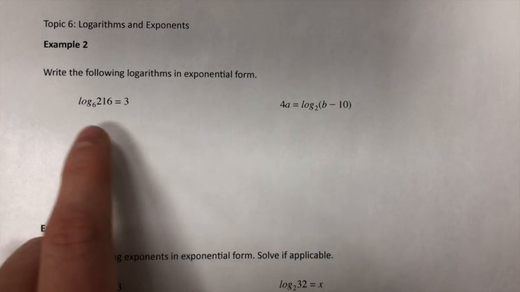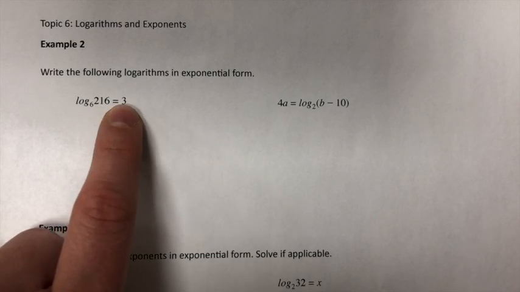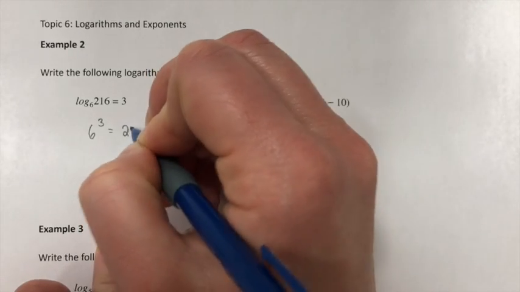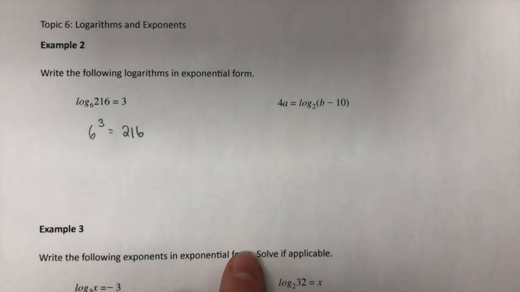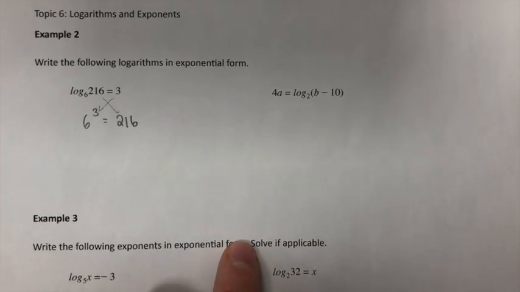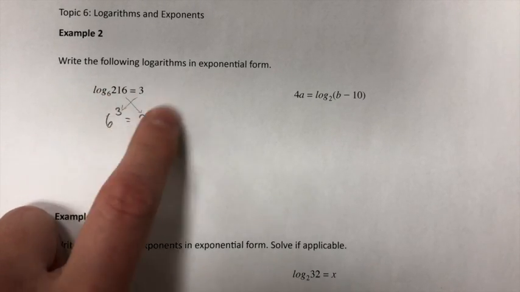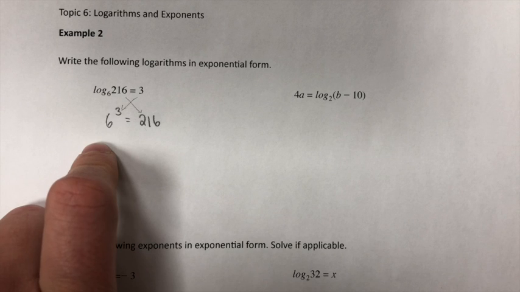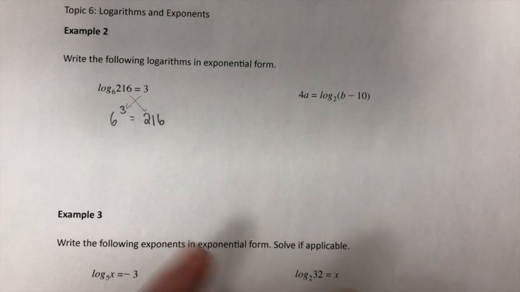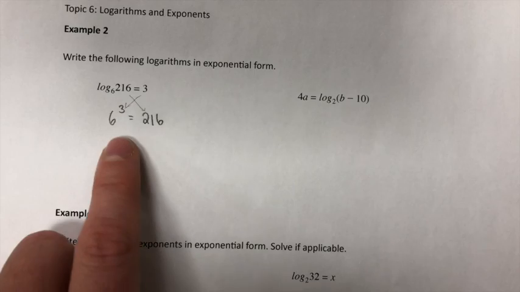Okay, so if we have log base 6 of 216 is equal to 3, what that's saying is 6 to the exponent of 3 is equal to 216. So the base stays the base, and then these guys kind of trade spots. Okay, so it's worth memorizing or understanding. Understanding would be the better thing, but if you're not 100% grasped on it, it's worth memorizing what goes where.